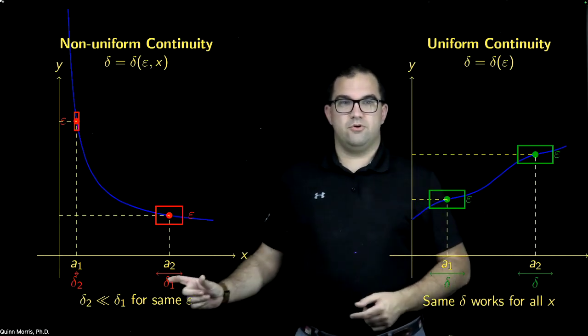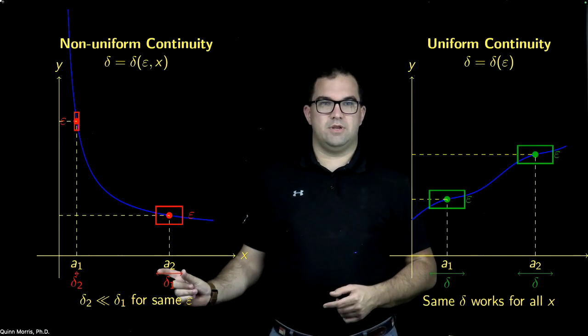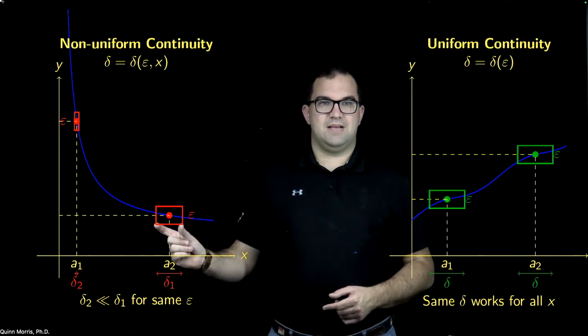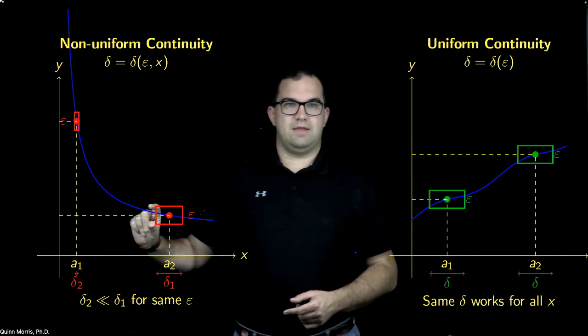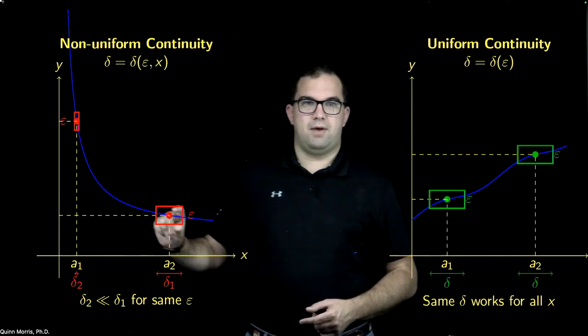So over here, for example, you can see there's a delta. If my x values are in this range, then all of my function values are within epsilon of f of a. They're all in this little epsilon box.